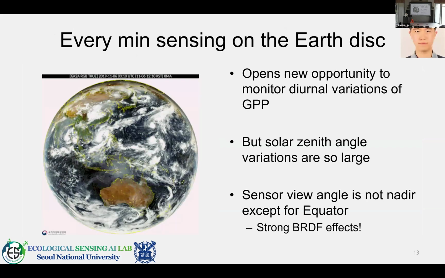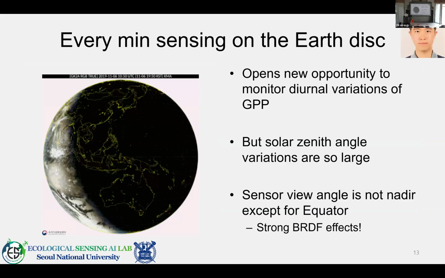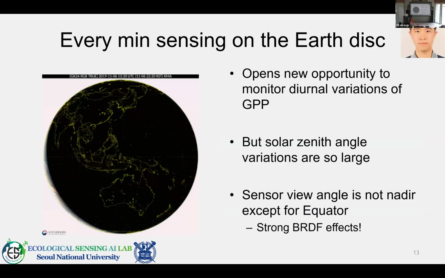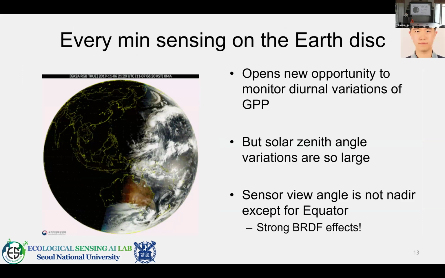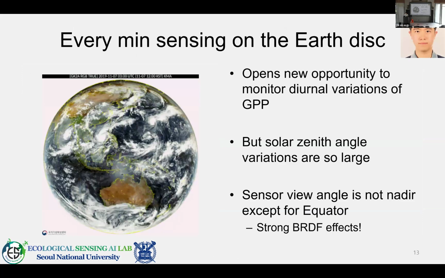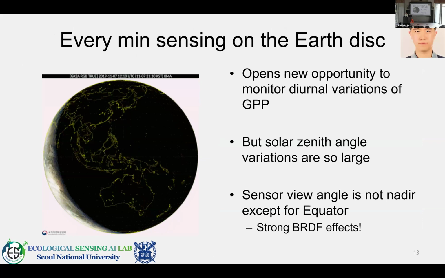I'm a big fan of the geostationary satellite. And here, Paul Stoy will have the session tomorrow. Please attend it. It's a very impressive one, live. And this is a case of GK2A.